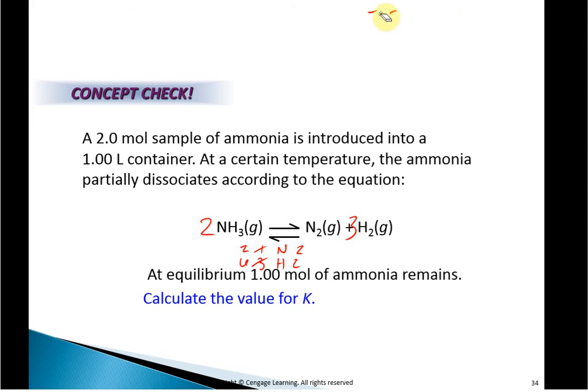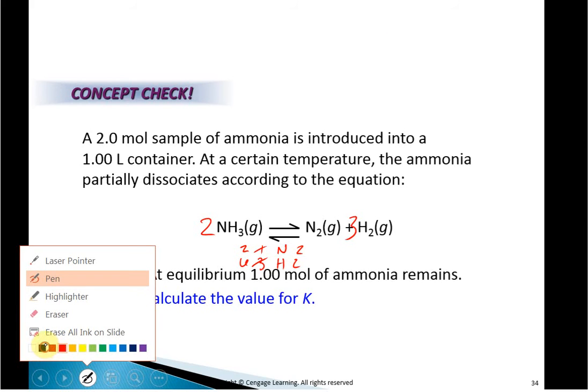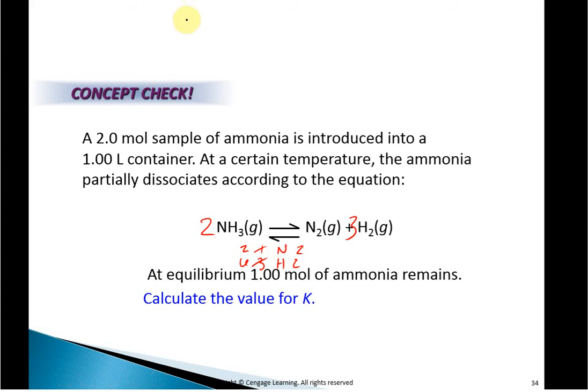Let's go ahead and make this neater so you guys can follow along. So now I have my nice, neat reaction of 2 ammonias dissociating to give N2 and 3 H2. Now we do need to consider our ICE table. So we're going to have initial, change, and equilibrium concentrations.